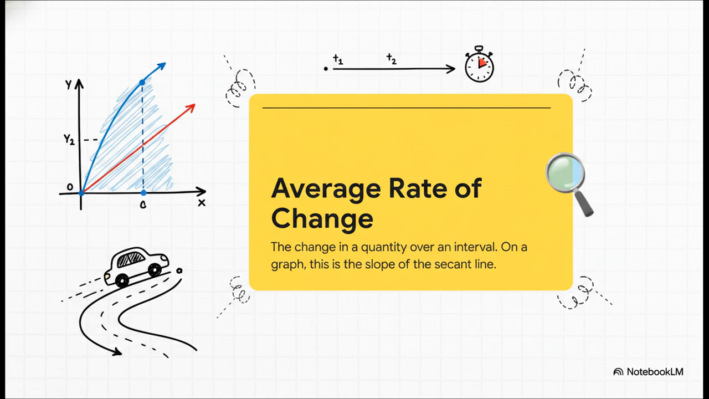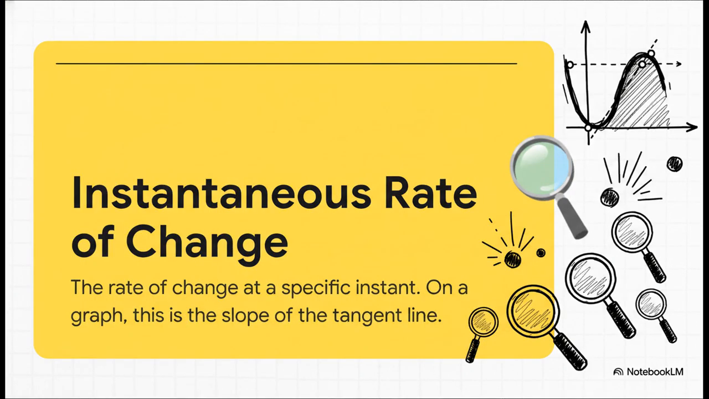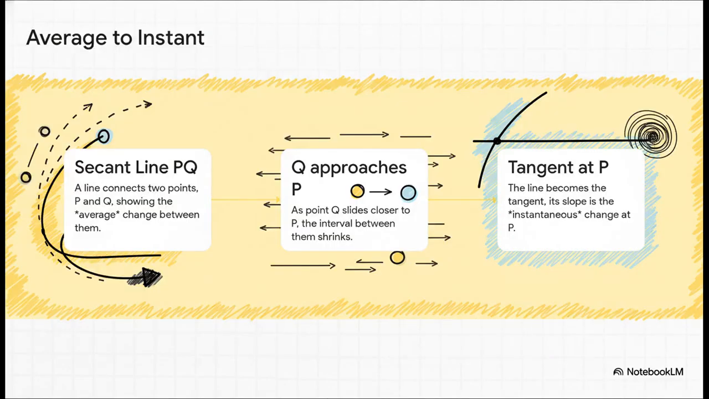Simple enough. But to find the speed at one single instant, you have to imagine the time between those two points shrinking down to basically nothing. On the graph, this does something amazing. It transforms that secant line into something totally new, a tangent line. That's a line that just barely skims the curve at a single point. This visual really captures that leap we're making from average to instantaneous.